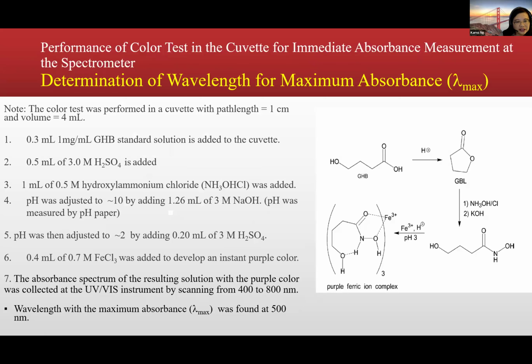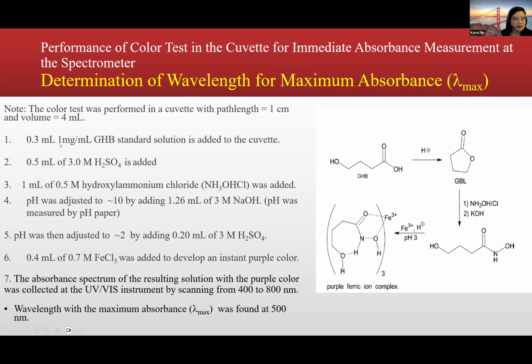So we have to modify this color test. What we are proposing is to perform this color test doing all these reactions, which I put again on the right-hand side of this slide, in the cuvette of the instrument, so that we can immediately detect the absorbance. This is the adjusted procedure, because we need to make sure that all the reagents can fit into the volume of that cuvette, which only holds 4 milliliters. So here is the adjusted procedure.